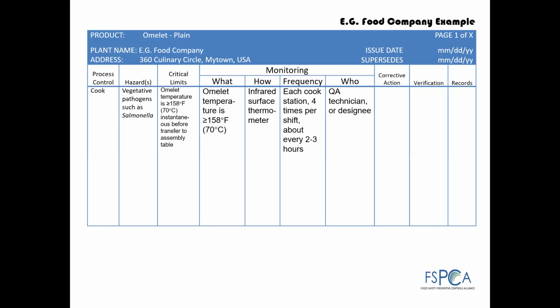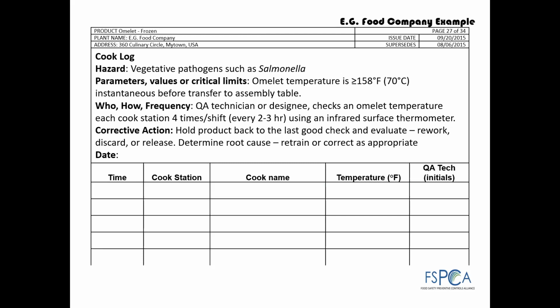Here I want to mention, I would not say the QA technician is the best choice based on the content of this menu. I would change this to line person, maybe an appropriate name for this. At each cooking station, how often? Four times per shift, about every 2 to 3 hours. This is almost a final table. We see the hazard, parameters, the critical limits, values, how, who, how frequently we do it, and the corrective actions.